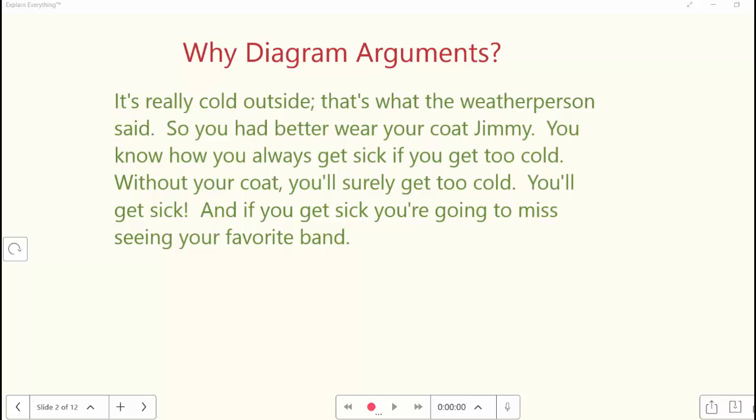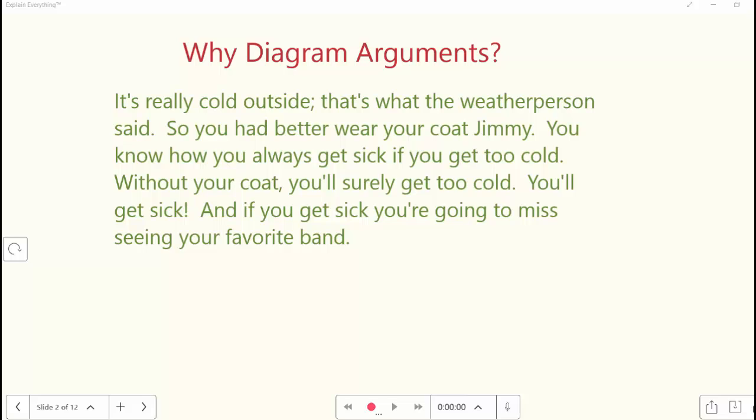In some ways, the argument we have here is relatively simple, but in some ways it's a little bit more complicated than the arguments we've seen before. But let's take a look at it. It says, "It's really cold outside. That's what the weather person said. So you had better wear your coat, Jimmy. You know how you always get sick if you get too cold. Without your coat, you'll surely get too cold. You'll get sick. And if you get sick, you're going to miss seeing your favorite band."